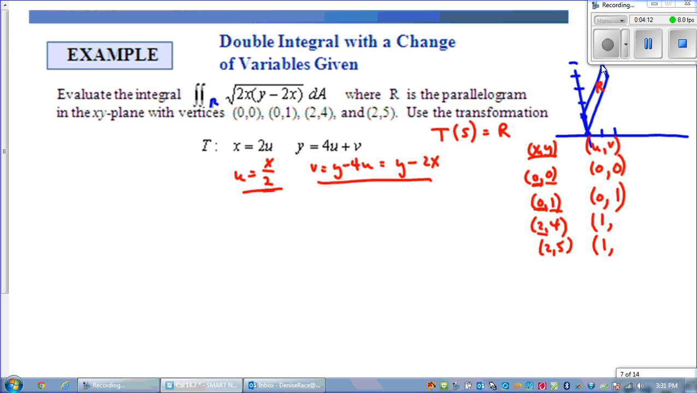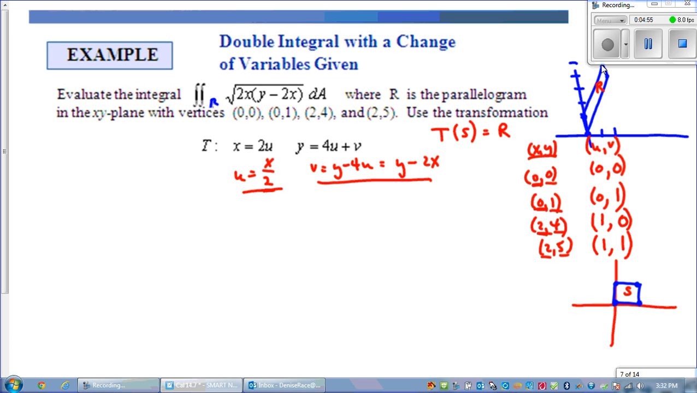Let me go ahead and do the other two over here. The u down here will also be 1. And now the v is y, which is 4, minus 2 times 2, so the v will be 0 there. And then 5 minus 2 times 2 will be 1. So now this region is transformed into 0, 0, 0, 1, 1, 1, and 1, 0. So this is our region S. So T is mapping this square into that parallelogram.